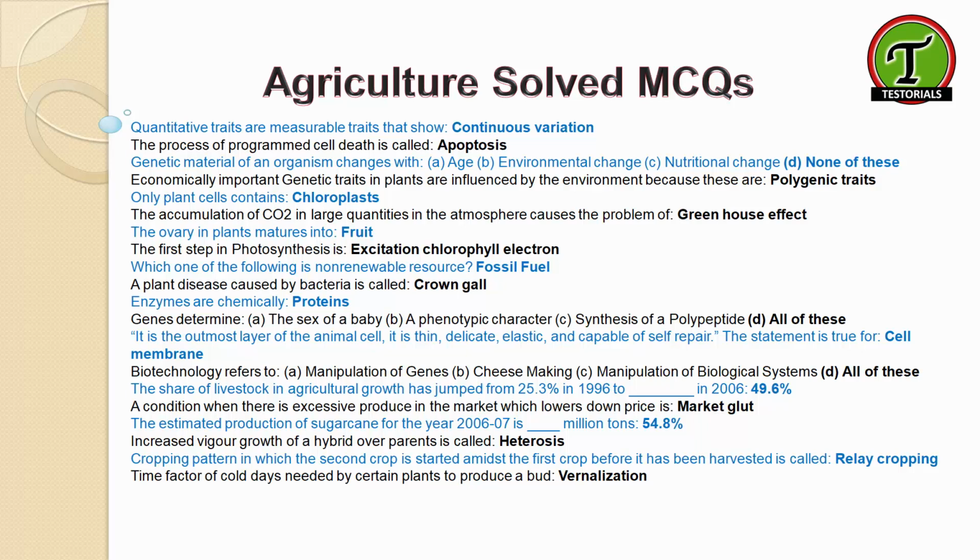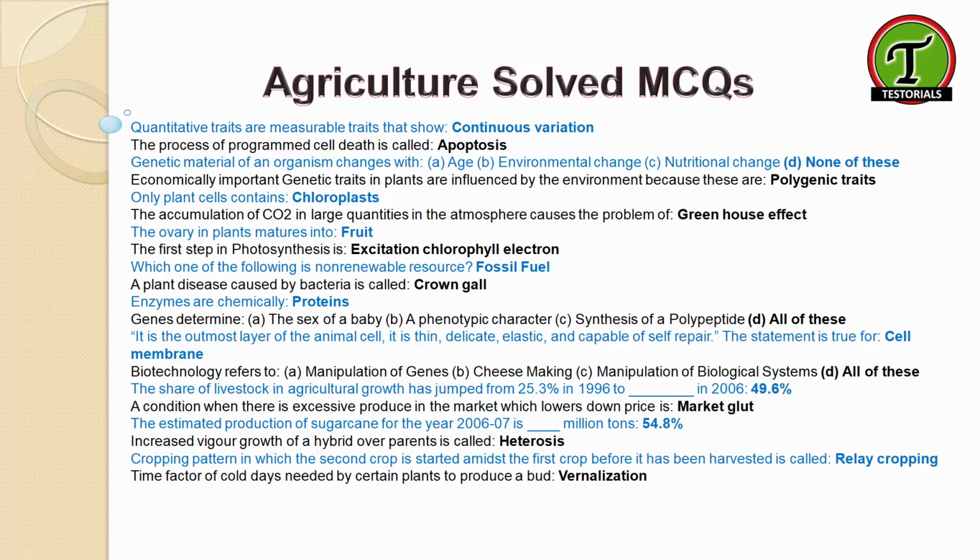104. Economically important genetic traits in plants are influenced by the environment because these are polygenic traits. 105. Only plant cells contain chloroplasts. 106. The accumulation of CO2 in large quantities in the atmosphere causes the problem of the greenhouse effect. 107. The ovary in plants matures into fruit. 108. The first step in photosynthesis is excitation of chlorophyll electrons.